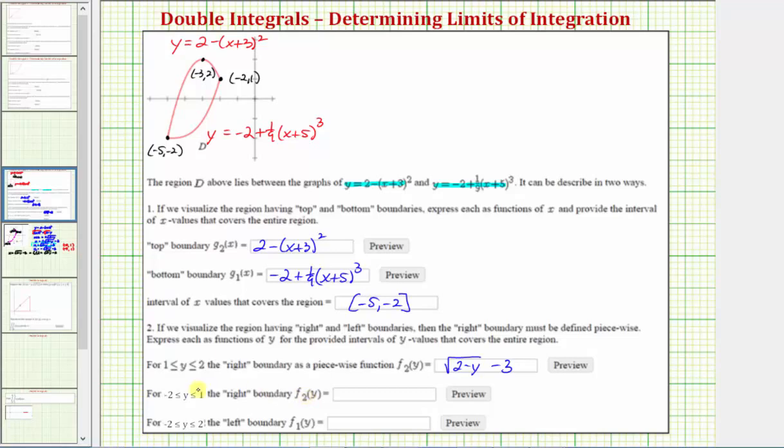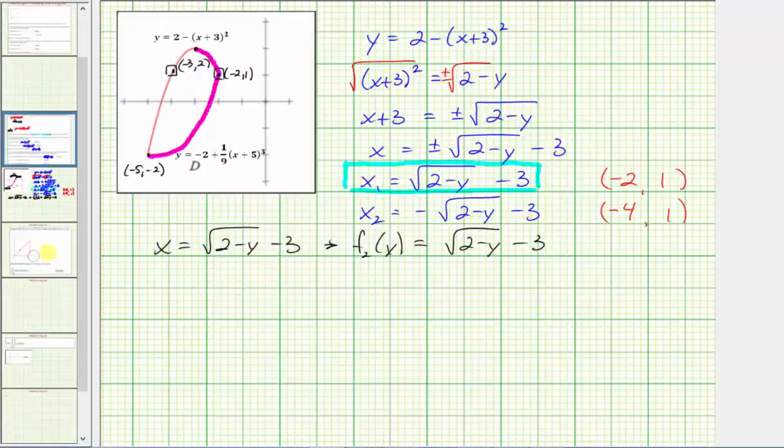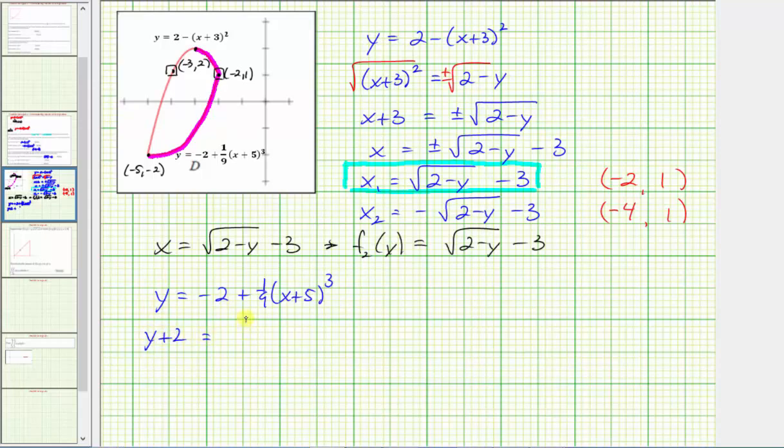And now for the right boundary when y is on the closed interval from negative 2 to 1. Again, this is on the cubic function here. We need to solve this cubic function for x to have a function of y. So now starting with y equals negative 2 plus 1/9 times the quantity x plus 5 cubed. Solving for x, let's first add 2 to both sides. So we have y plus 2 equals 1/9 times the quantity x plus 5 cubed. Now we'll multiply both sides by 9. So we'd have 9 times the quantity y plus 2 equals the quantity x plus 5 to the third.